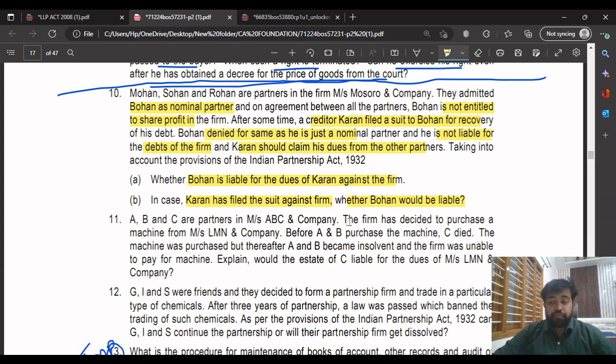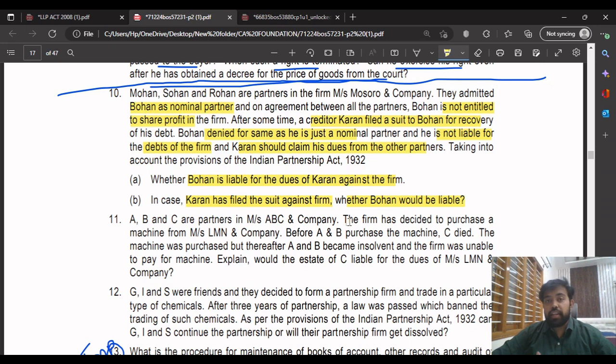And next, for a nominal partner, when he retires, he is not required to give notice. He is not required to give notice on retirement. And next, the firm cannot be dissolved on the basis that he has gone insane. The insanity of the other partners or main partners, as you all know, will lead to dissolution of the firm.